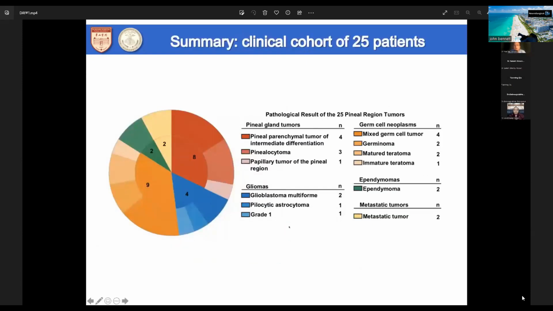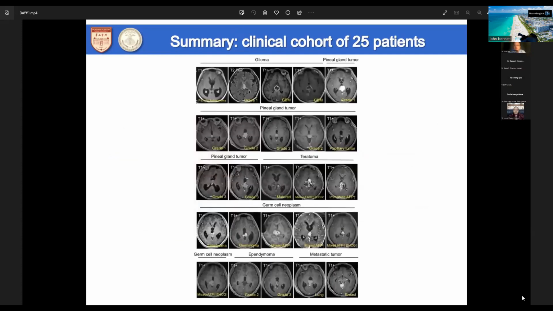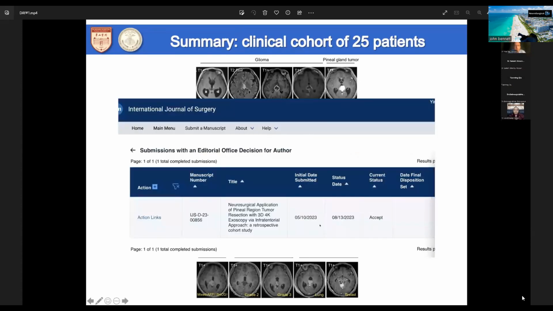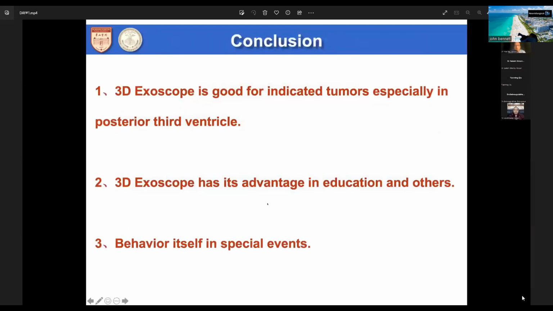So here we summarized our 25 patients of pineal region tumor operated with a 3-dimension exoscope. And this is a whole summary of the images of the patients. And luckily, we got the paper accepted this year by the International Journal of Surgery. So finally, we did a small conclusion.